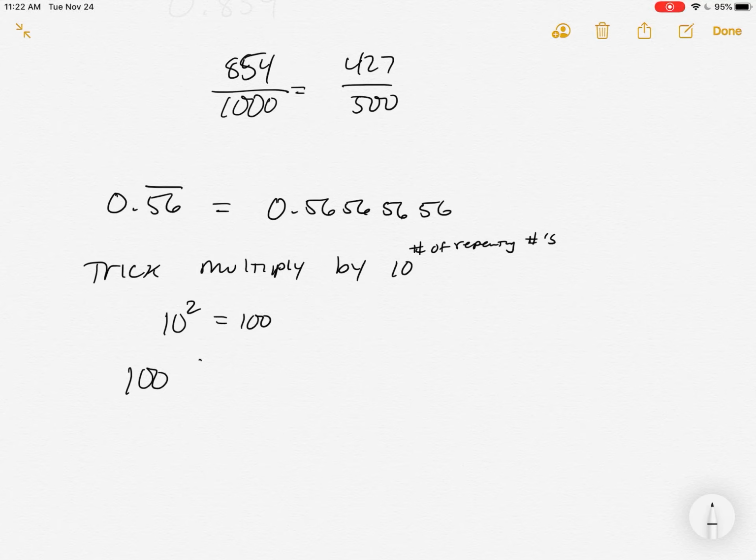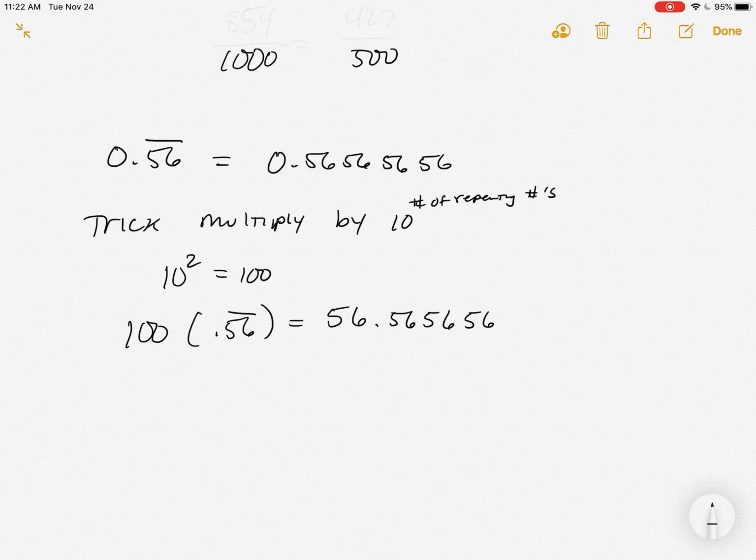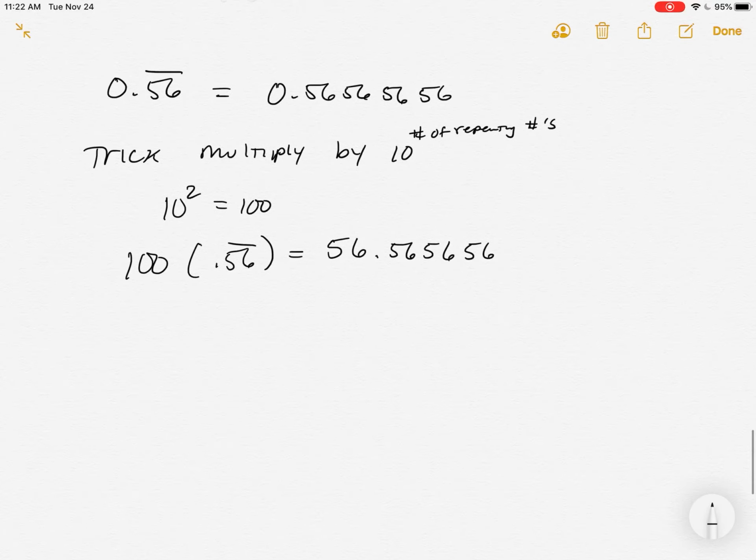So we're going to look at 100 times 0.56 repeating. Well, what will that be? If you multiply by 100, it just moves the decimal point twice, and we get 56.565656. Okay. So now, what are we going to do? I'm going to try to follow the method that they do. So let me follow it exactly, and then come back to this. So their step 1, when it's repeating like that, is to let x be the repeating number.